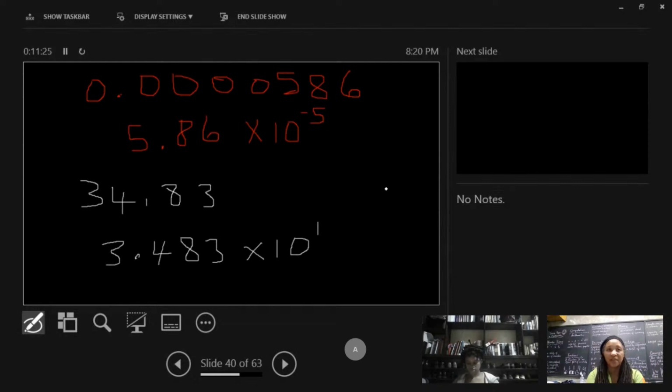So you're writing the number with one digit to the left of the decimal point, and then all you're going to ask yourself is, would I have to move back to the right or back to the left to get it to the original, and how many places? If you would have to move to the right to get it back to the original, it's going to be times 10 to a positive power. If you'd have to move it back to the left to get it to the original, it's going to be times 10 to a negative power.